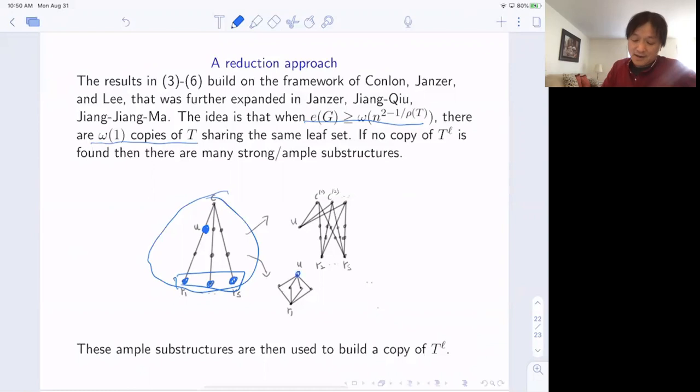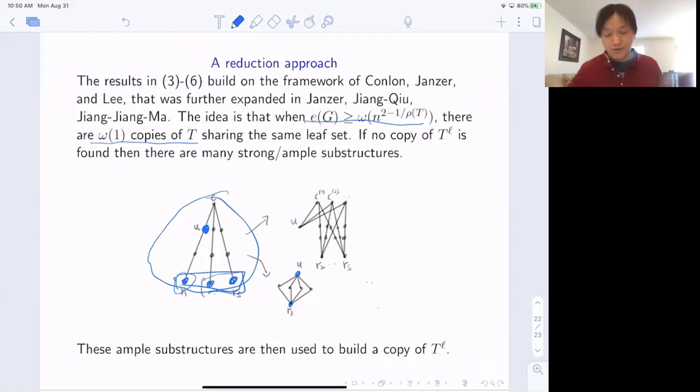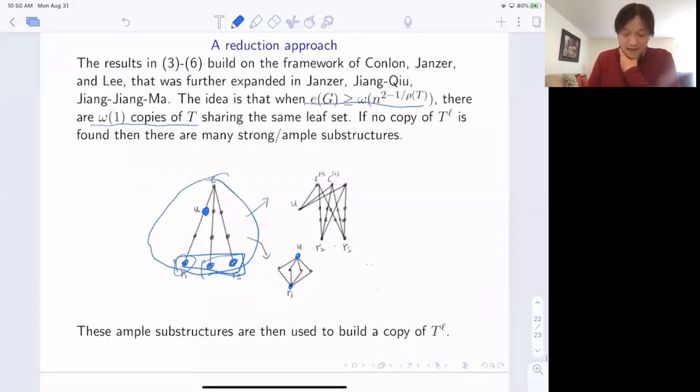Either it creates lots of internally strong short paths between U and this leaf, or your U together with the other S-1 leaves form some strong, or we call strong or ample, substructure, which is again some kind of rooted power of a smaller subtree. And here I'm being very vague about what ample means. It's actually quite delicate. Then you count these substructures. And then the idea is that you're going to use these substructures to build your copy, okay?